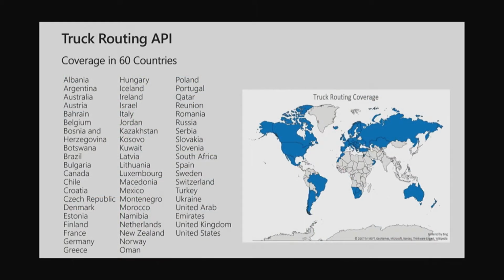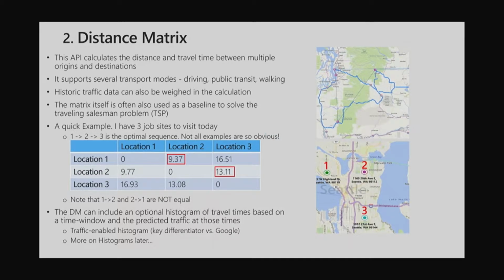So I mentioned earlier that we support almost over 200 countries with our map data. This is the one feature that we only have support for between 60 and 70 countries, and that's because the truck routing data is much harder to acquire. So you can see our coverage is pretty good and is growing steadily, but it's going to take us a while to get all the way up to the same level of 200 countries. But it is a pretty good list. We have a lot of customers in these countries taking advantage of our truck routing API.